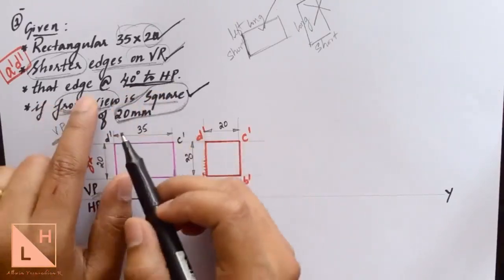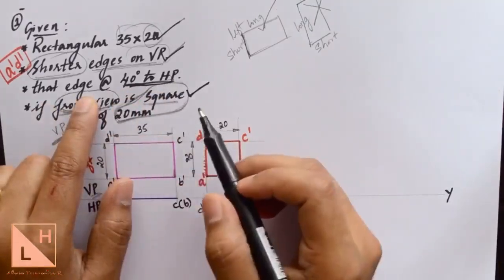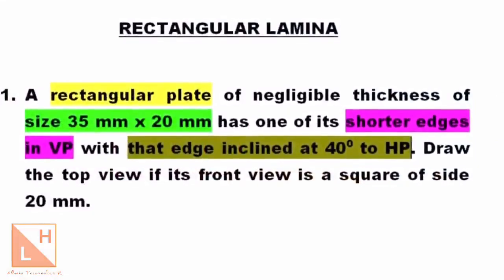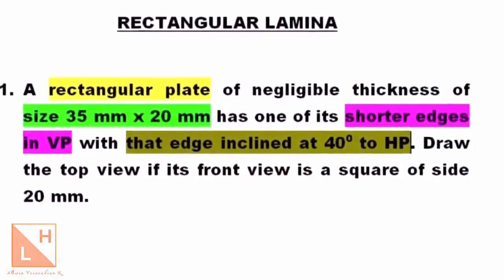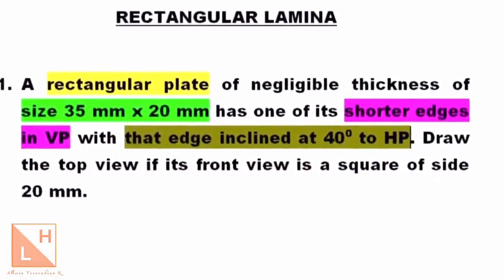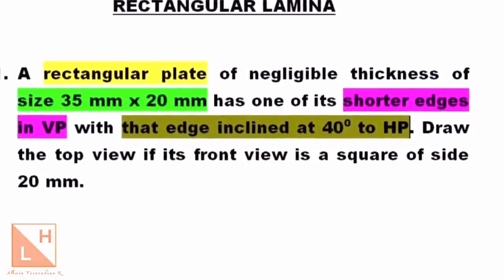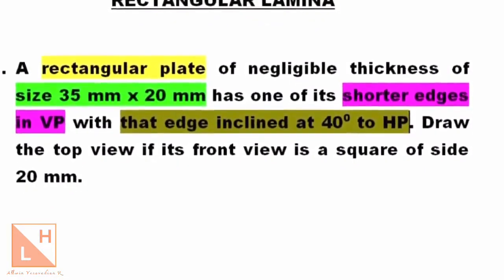That edge, if you read the question again, we'll just have a look at the question and come back. If you read from the second line, the rectangle has one of its shorter edges in VP, with that edge inclined at 40 degree to HP, which means that the same shorter edge is inclined at 40 degree to HP.